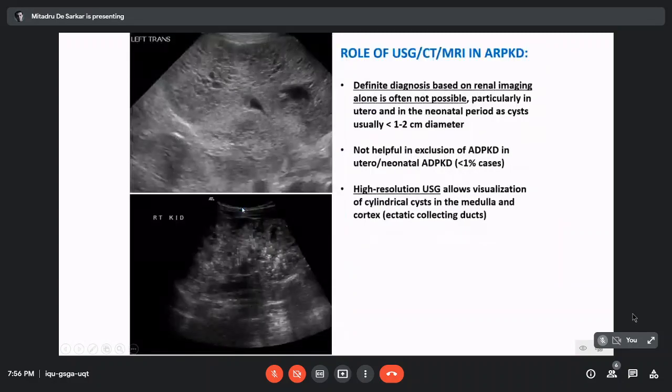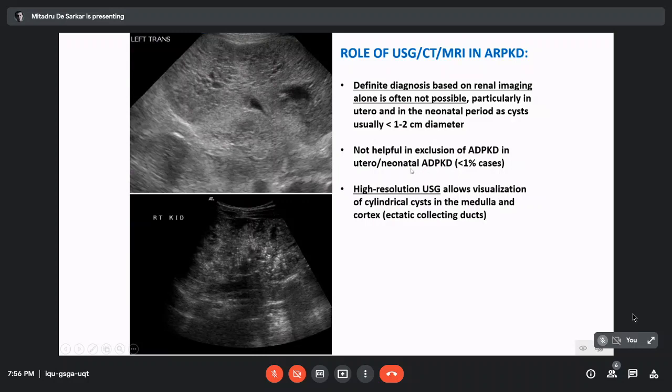So what is the role of USG or, for that matter, CT/MRI in ARPKD? The role in ARPKD is not as well defined, although it is very important. There is a bit of a problem with ARPKD because we are actually looking at the neonatal age group, and sometimes appreciating the small sub-centimeter cysts, less than 1 centimeter in size, with a conventional USG might not be very easy. To this is added the problem that around 1% of the cases of ADPKD can actually present within the neonatal age group as well.